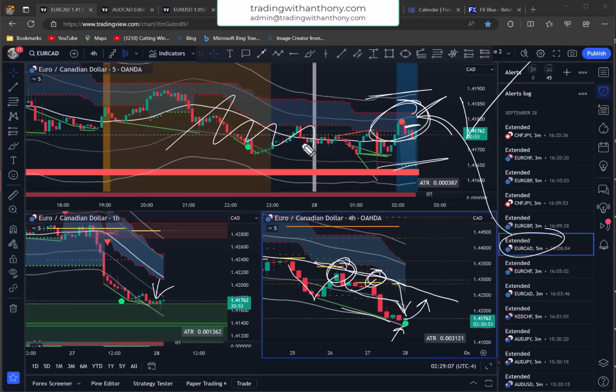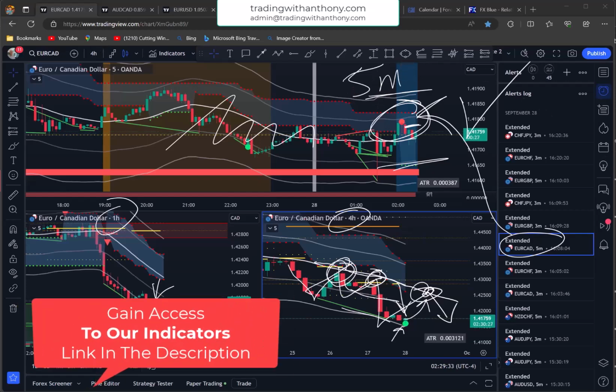So always refer to the 4H, the 1H, and the daily to see where we are in terms of the trend and the retrace, the pullback into the mean. That would be an entry up here on the 4H. And the dot will fire on the lower time frame. This is a 5-minute chart, this one. Hope that makes sense. So let's just have a look at this. We'll go a little bit deeper into it.